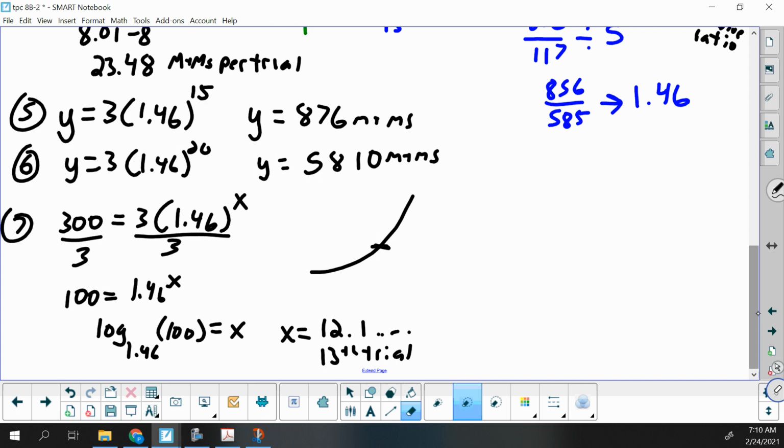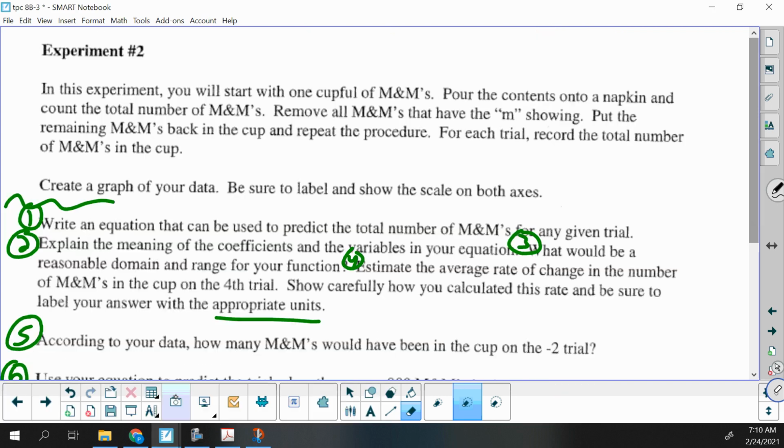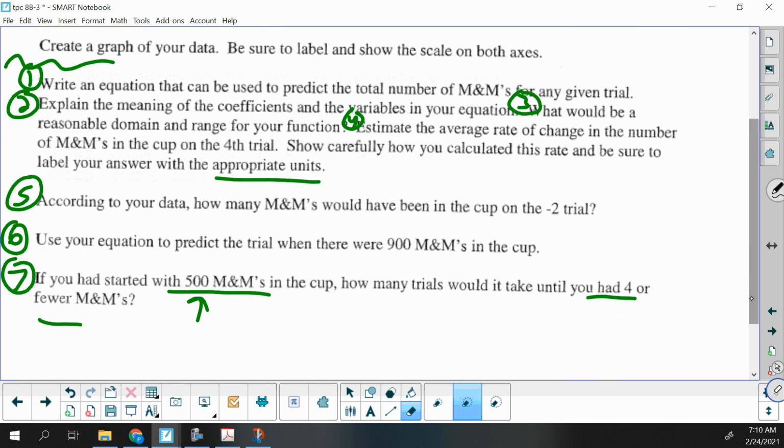So if we look over at experiment 2 now, we had already numbered all of the questions from Tuesday's video. By the end of the period, you need to have turned in your answers, including your graph to this. You'll upload it right on Schoology.